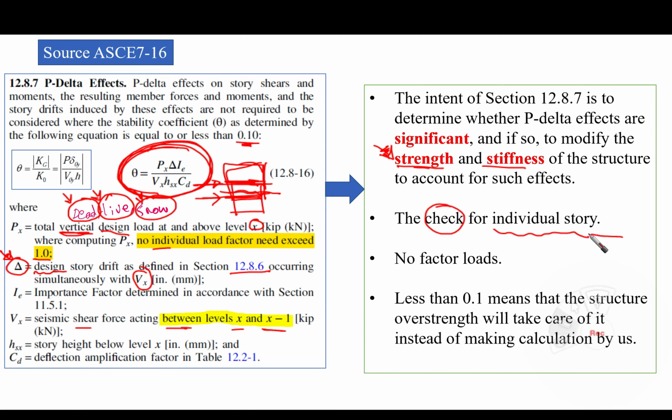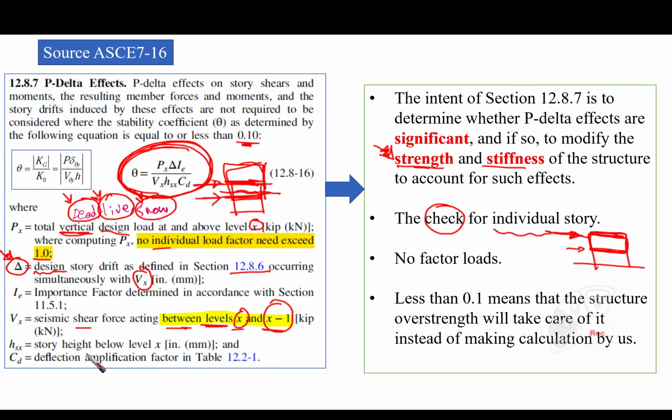So we have one story, another story. We are talking about the P delta for this story only, for example. So we need to know what the forces are. If we have a force here like this and we have another force here, the difference between the two is going to make the P delta on the system. So this is why we are dealing with x and x minus 1 at these two levels.